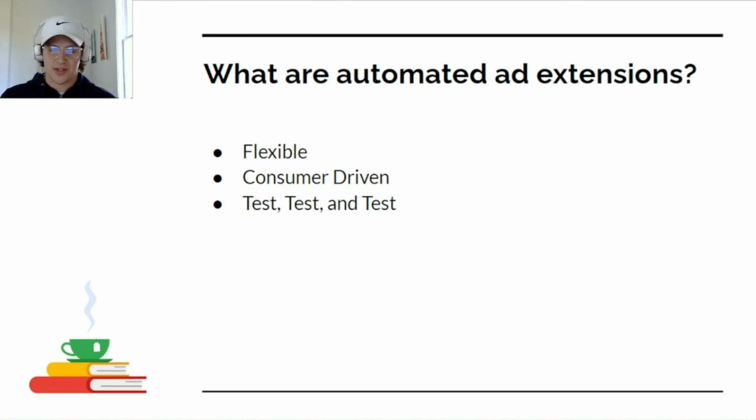So automated extensions remind me a lot of responsive search ads, right? Where you're giving Google a lot of control. But with that control comes consumer-driven automation that inevitably helps your results on your campaigns, right? So just think about that with automated ad extensions. You're giving Google the ability to rotate through different extensions to find combinations that are going to generate results.